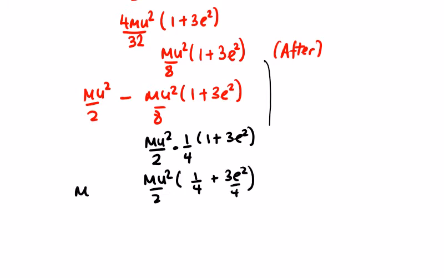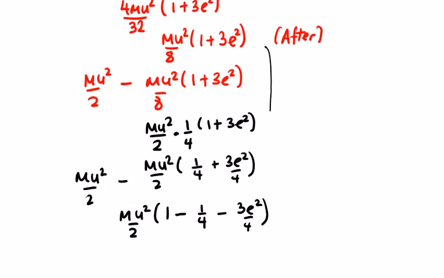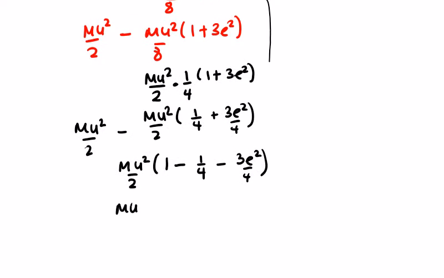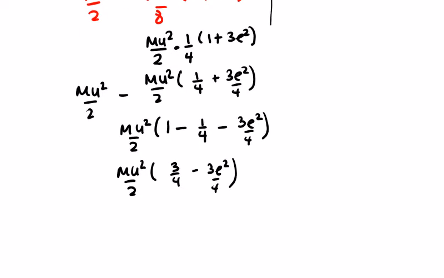So if I have mu squared over 2 minus that guy, now these two together are mu squared over 2 times 1 minus 1 over 4 minus 3e squared over 4. I think this is the right thing. Mu squared over 2 times 3 over 4 minus 3e squared over 4. Is this correct? I think I can factor out 3 over 4. That's all I can do.